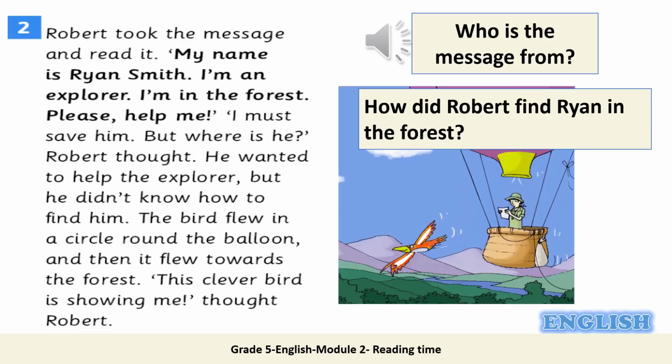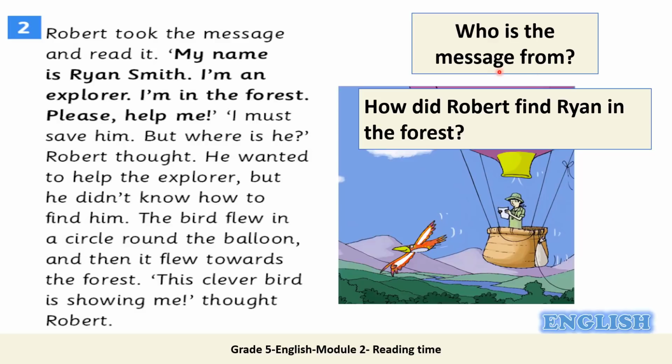Robert took the message and read it. My name is Ryan Smith. I'm an explorer. I'm in the forest. Please help me. I must save him. But where is he? Robert thought. He wanted to help the explorer, but he didn't know how to find him. The bird flew in a circle round the balloon, and then it flew towards the forest. This clever bird is showing me, thought Robert.